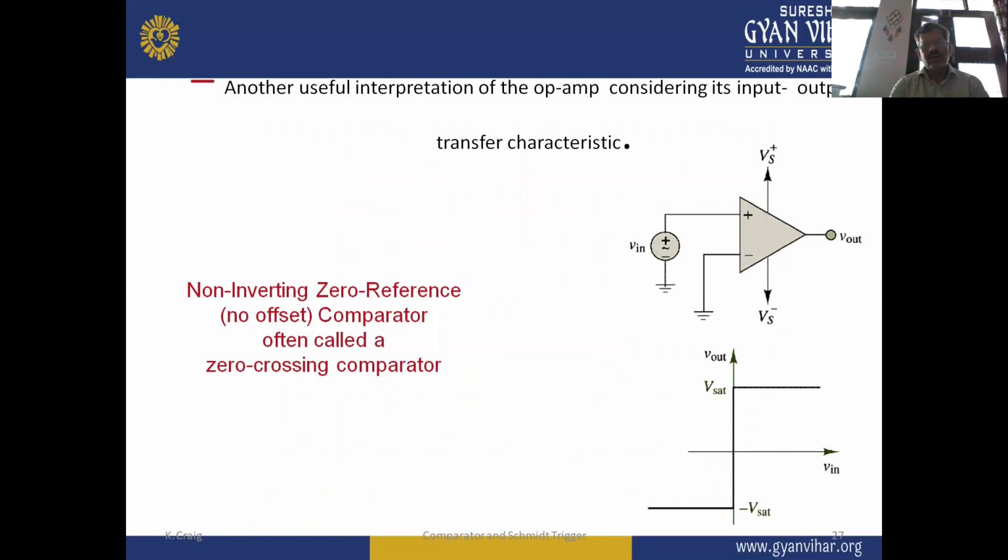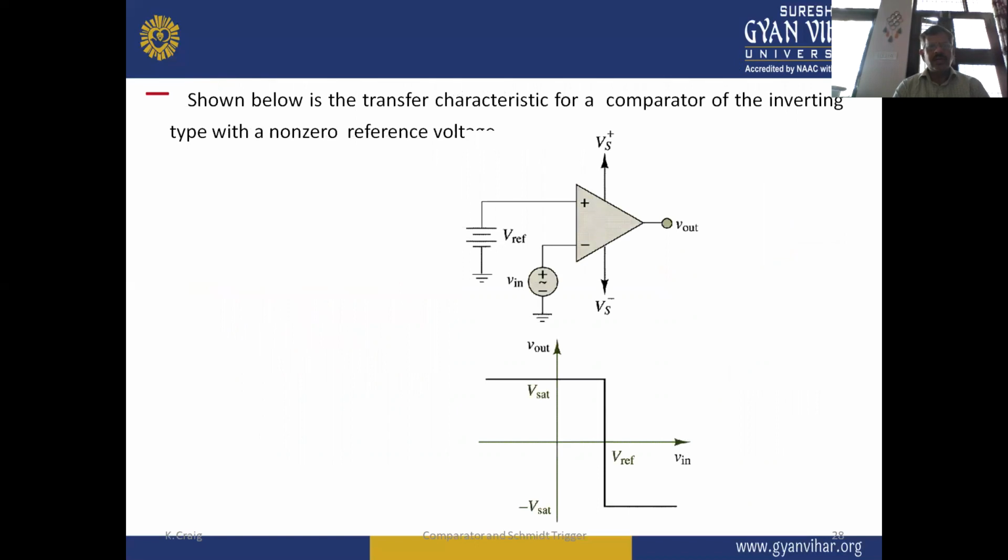Another useful interpretation of an op-amp comparator is to consider its input-output transfer characteristics. The non-inverting, zero reference, no offset comparator is often called a zero crossing comparator. Shown below is the transfer characteristic for a comparator of the inverting type with a non-zero reference voltage. That is the transfer characteristic given in the second waveform diagram.